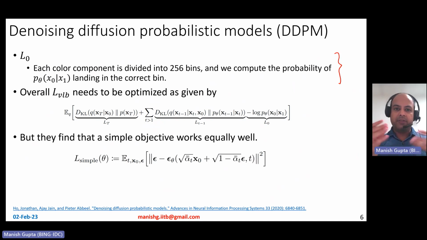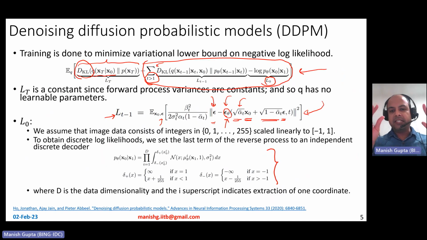Each color component is divided into 256 bins, and you compute the probability of p theta of x0 given x1 landing in the correct bin. So essentially, what is the probability that it will land in the correct bin? For the Gaussian, you do an area under the curve computation, and that is why you see this integral sign here for the bin range, effectively scaled linearly to -1 to 1.